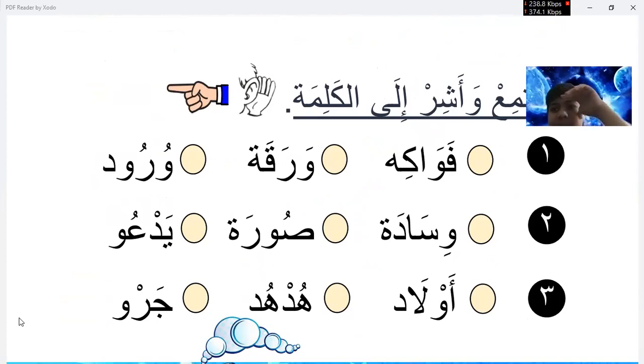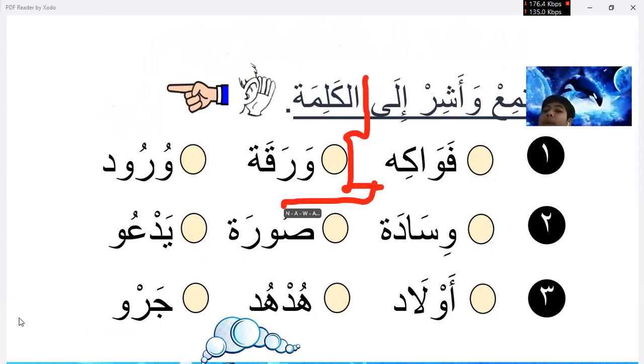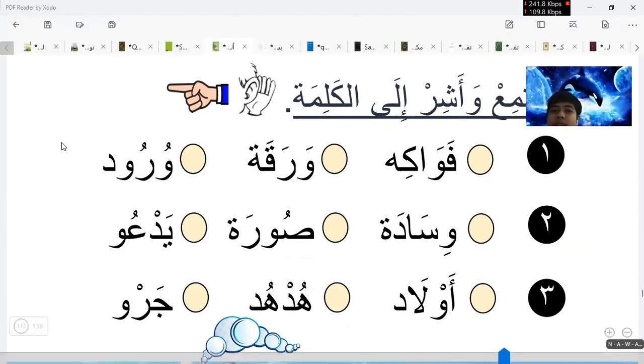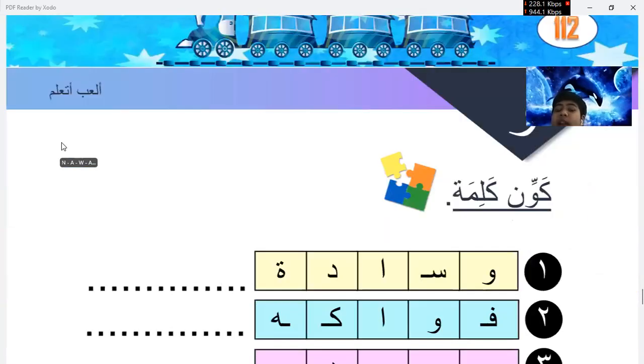Fruits. Point to the word. Fruits. It's Waraka. Wurud. That one, the first one. Then picture. Surah. That one. Then hood. Again? Hood. Yes, hood. It's one of the latest words that is not in this class. Yes.